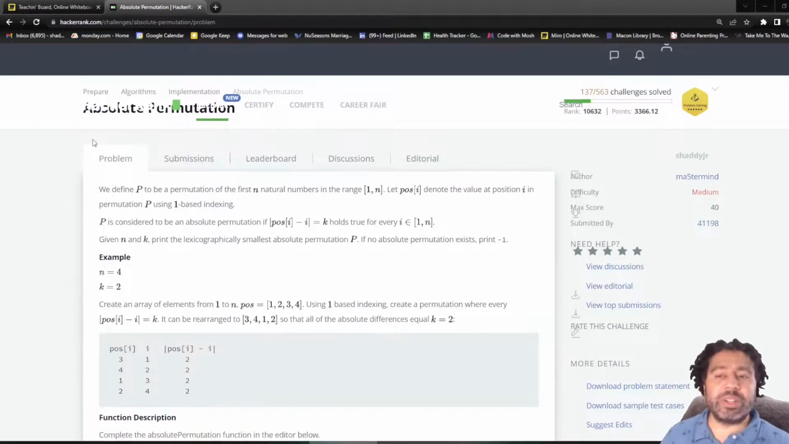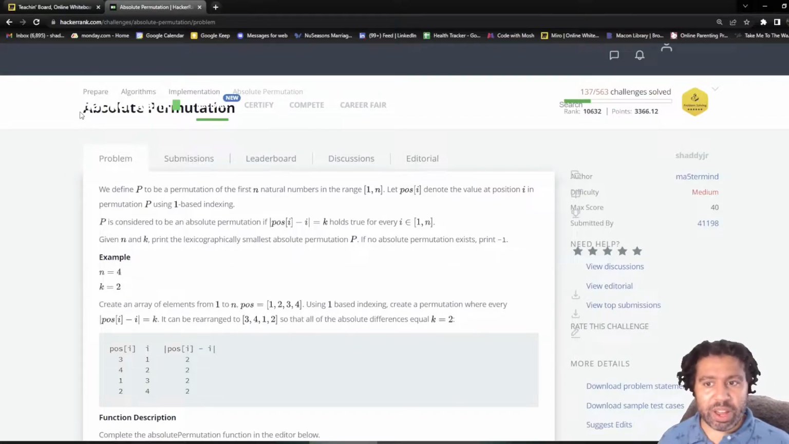Hello, one and all. Today we are tackling a HackerRank problem known as absolute permutation. I do not know why this front end is all jacked up like it is. It still works, so whatever. Absolute permutation is a medium difficulty problem. As usual, I will go over the problem, give you some time to do it on your own, and then go over my solution. So let's check it out.